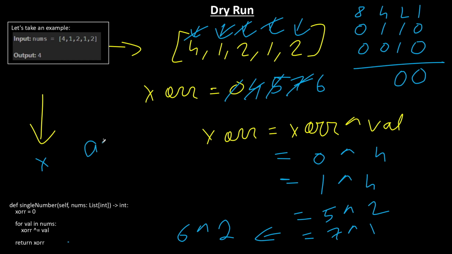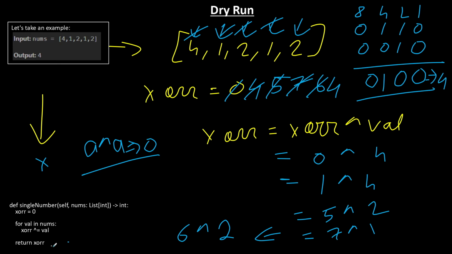This is the XOR property. If you remember, A XOR A will always give 0. And 1 XOR 0 is 1, and 0 XOR 0 is 0. So this gives me 4. So our XOR value is 4. So it will return 4 at the end and our output is also 4. So I hope you understood how we did the dry run here.